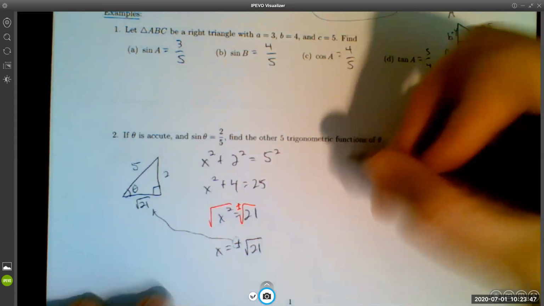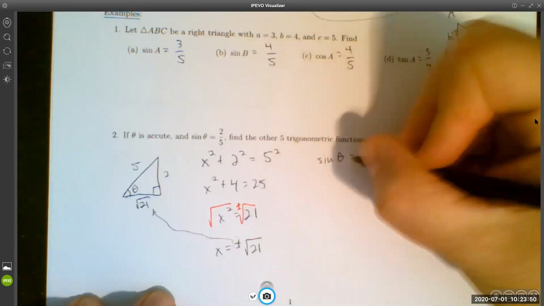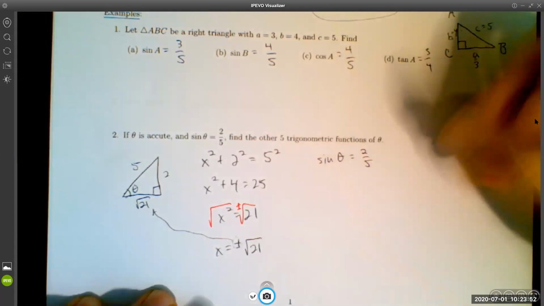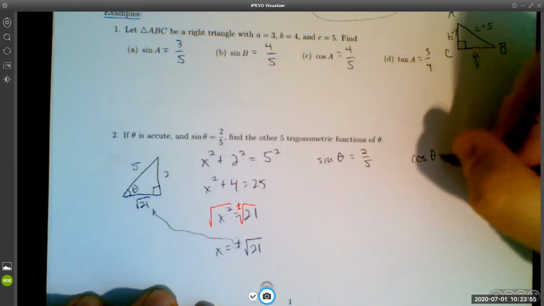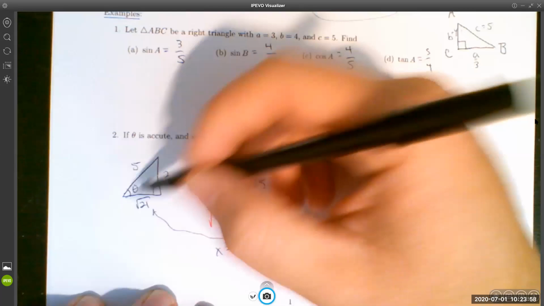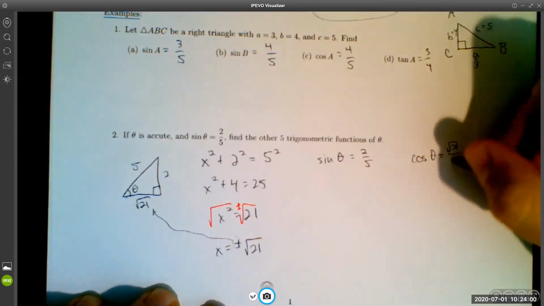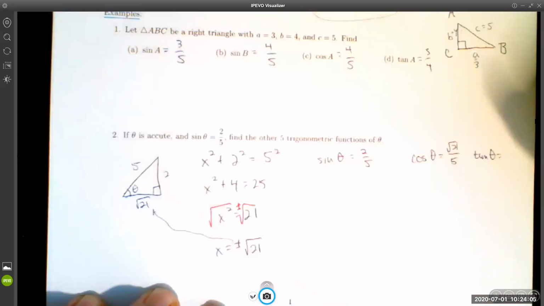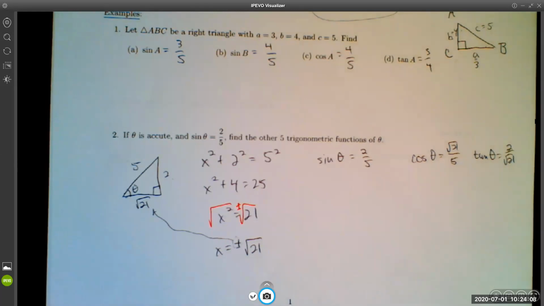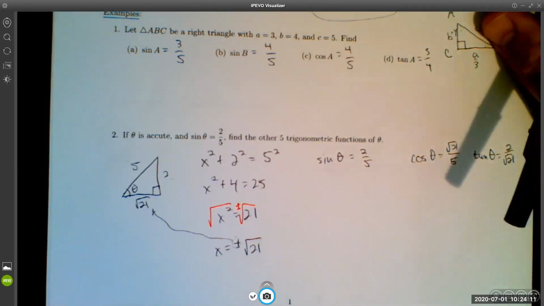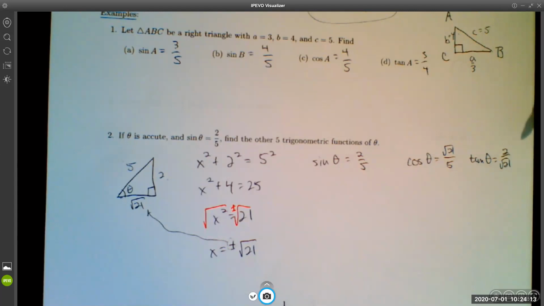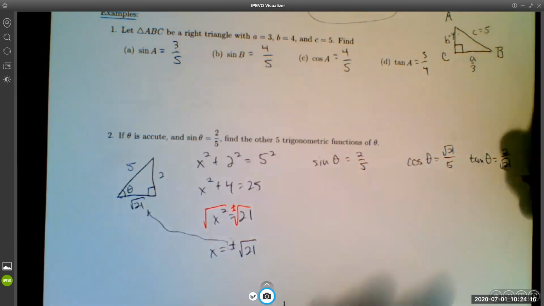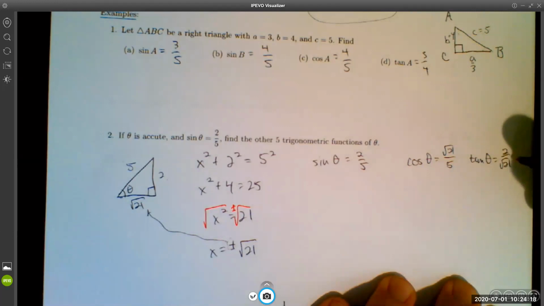Given that information, we can get all the other 5 trig functions. We were told that sine theta is 2/5. But now we can also get cosine theta. Cosine theta is going to be root 21 over 5. And we can get tangent theta. We know that tangent theta is going to be 2 over root 21. If you want to, you can rationalize that. It doesn't really matter to me. I think that the answers that I give in this section are all rationalized. So to rationalize this, we would multiply by root 21 over root 21, and we would get 2 root 21 over 21.